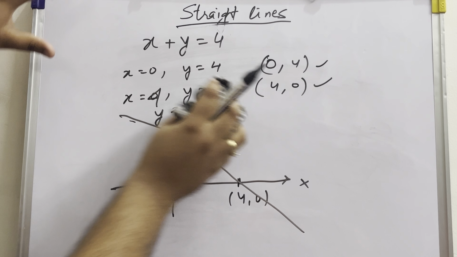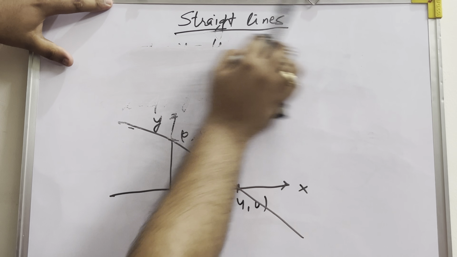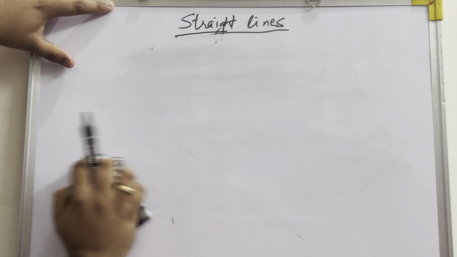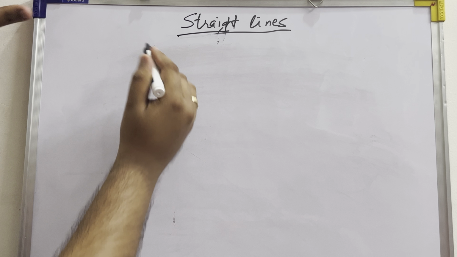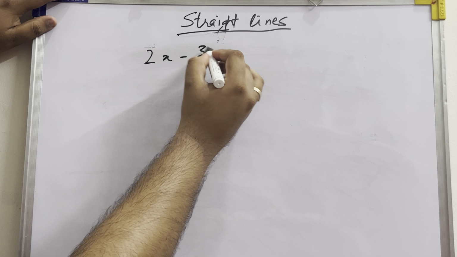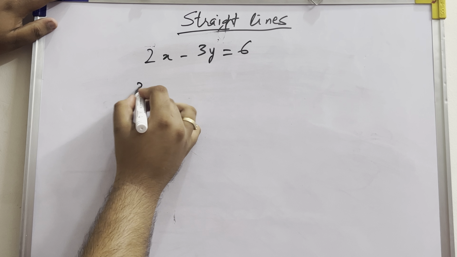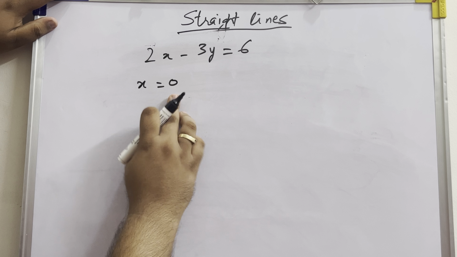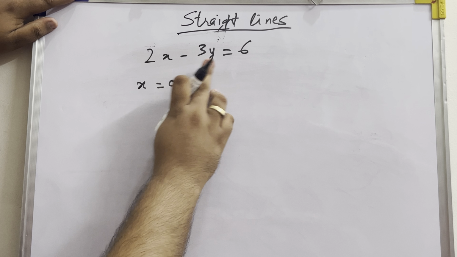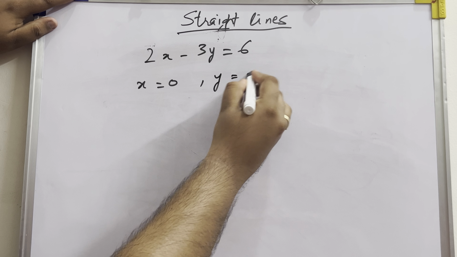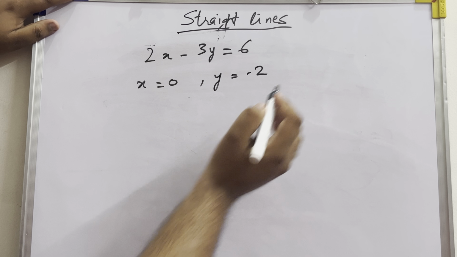Let us see the next problem that we had taken. This was the second method that we have used. The second problem that I took was 2x minus 3y equals 6. How do you solve this? I told you, take x is equal to 0. So this part becomes 0, minus 3y equals 6, so y becomes equal to minus 2. Done.